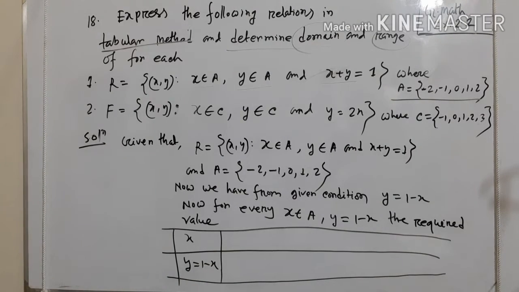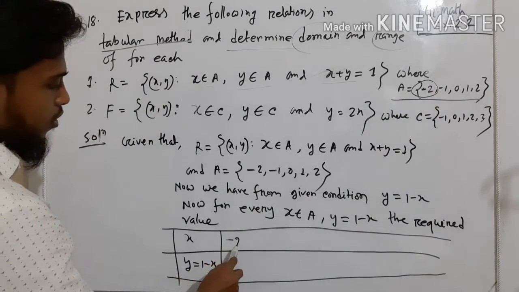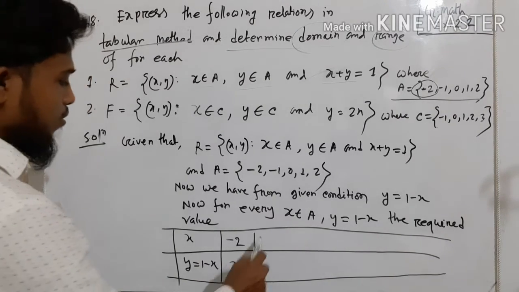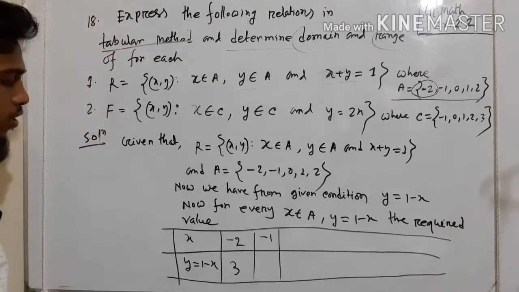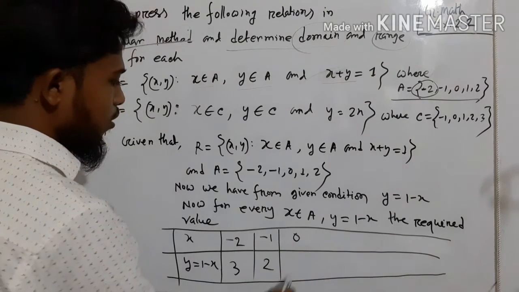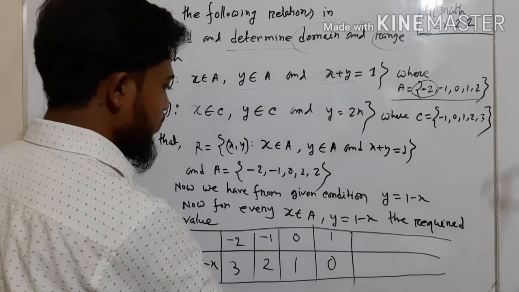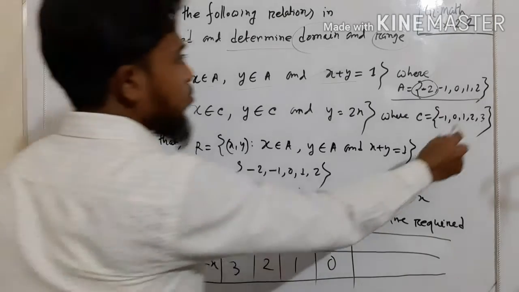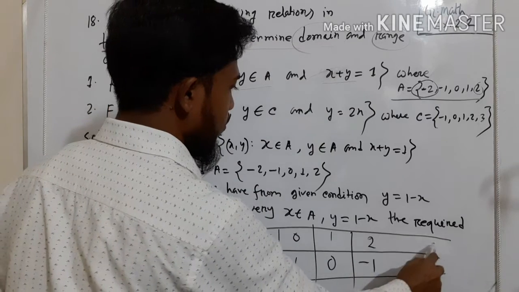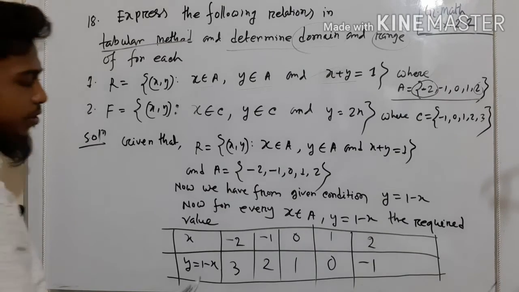If we put x equal to minus 2, then y equal to 3. X equal to minus 1, then y equal to 2. X equal to 0, y equal to 1. X equal to 1, y equal to 0, and x equal to 2, y equal to minus 1. This is our value from our given condition.